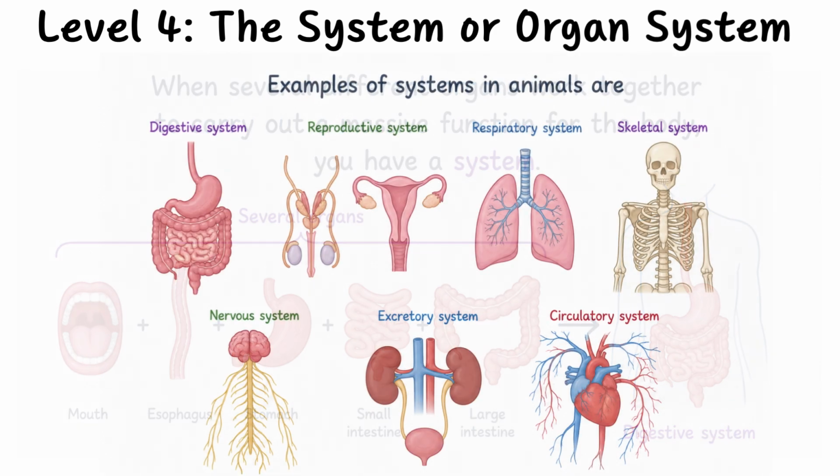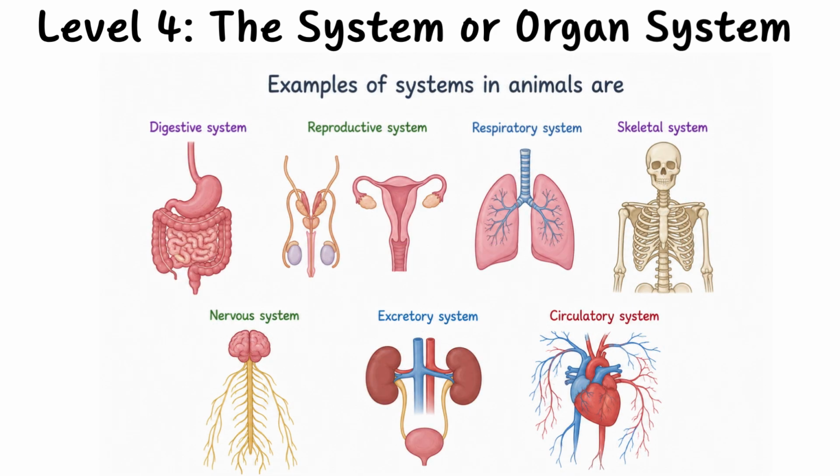Examples of systems in animals are the digestive system, the reproductive system, respiratory system, skeletal system, nervous system, excretory system, and circulatory system. Now, some of these systems can be found in other types of living organisms, like in plants and some other types of fungi.